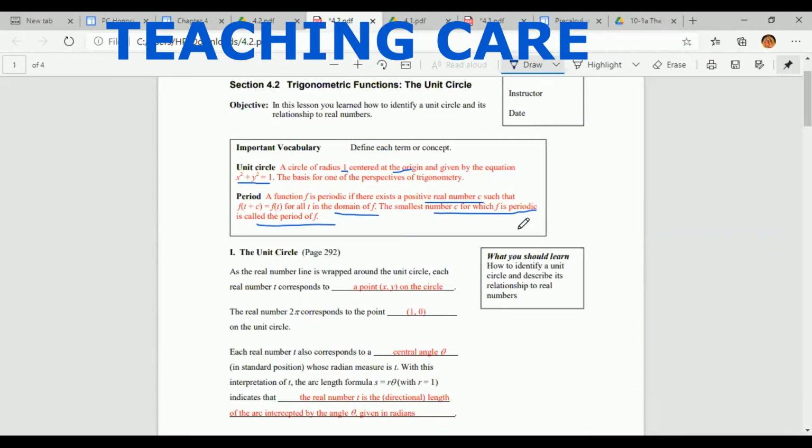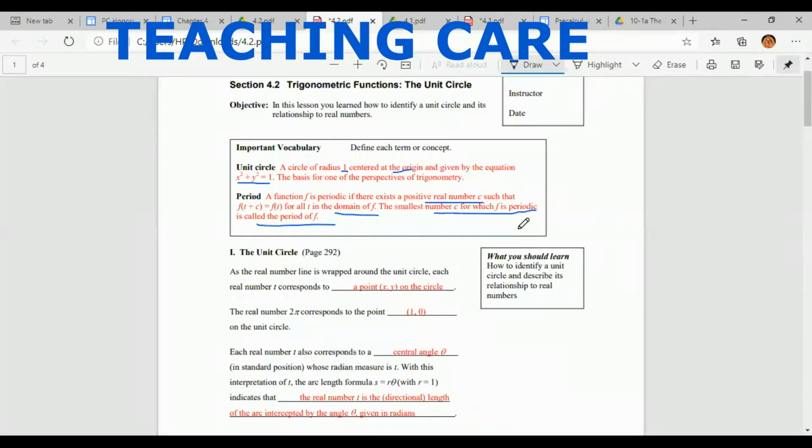So for a function f, when will it be periodic? You take a small number c, and it does not change anything in your function. If I give a small addition to the function, that is f of t plus c, and that is also equal to f of t for all the domain, then the smallest such number c is the period. Periodic means f of t plus c equals f of t.